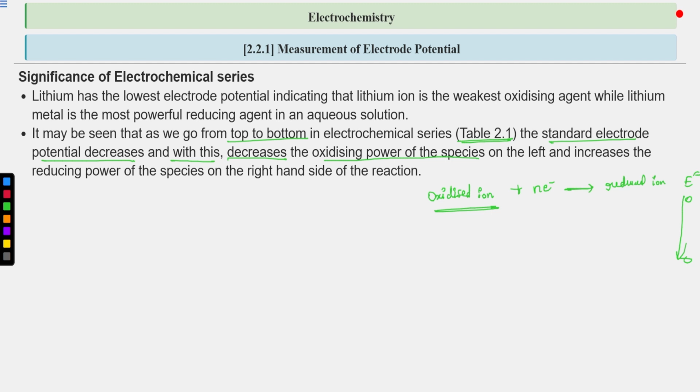Now, right of the reaction arrow, the reduced ion's reducing power is increasing. This oxidized ion's oxidizing power is decreasing as the E0 value is decreasing, and the reduced ion's reducing power is increasing as the E0 value is decreasing. This is what this line is saying on the right hand side of the reaction. Okay, this is the reaction. If you observe the table, you can see it in your NCERT textbook, marked as table 2.1. So with the decrease of E0 value, the oxidizing power of the oxidized ion is decreasing, and the reducing power of the reduced ion is increasing.